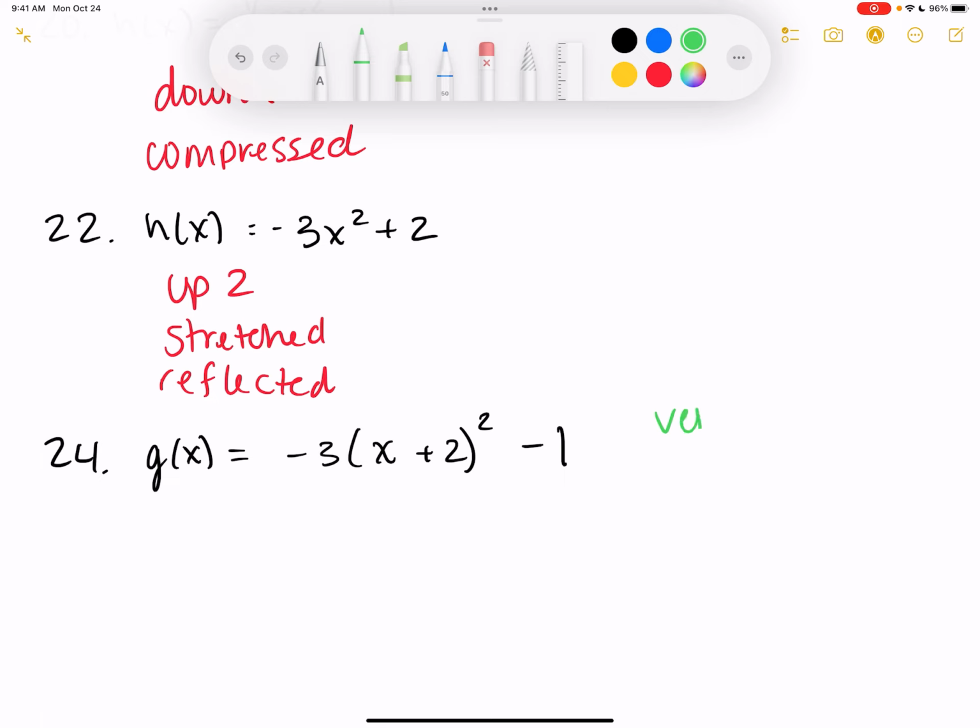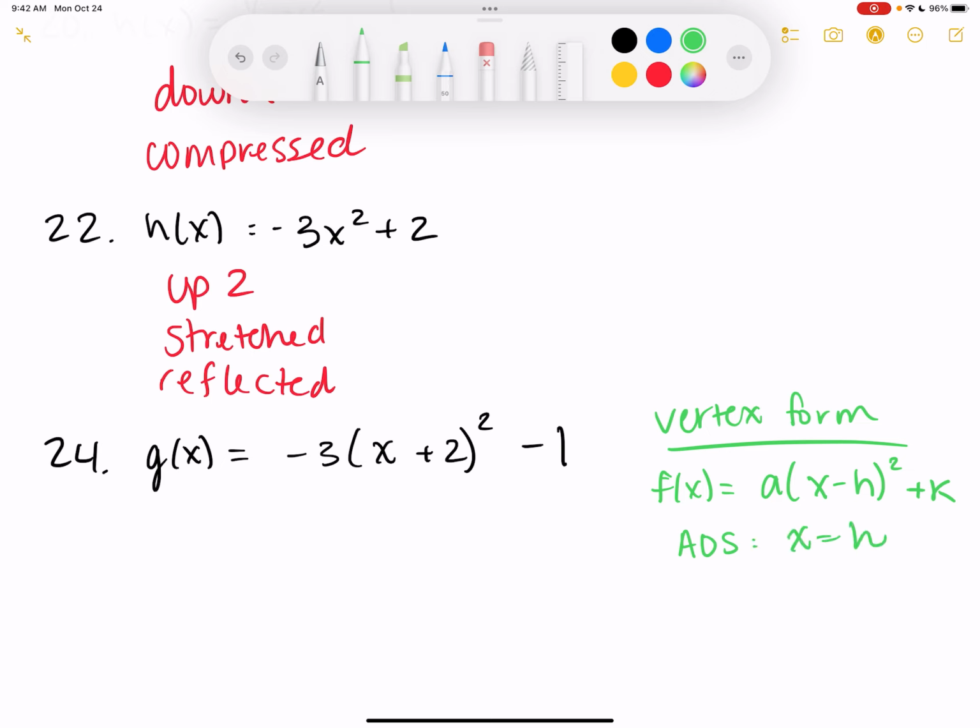Alright, vertex form. Vertex form, just as a refresher, is that f of x is equal to a times (x minus h) squared plus k. So if the signs do not match, we have to change their sign. Okay, so they have to match. The axis of symmetry in vertex form is just x equals h, again needing to be in this form. The vertex itself is (h, k). So again, if the signs don't match, we need to change them.